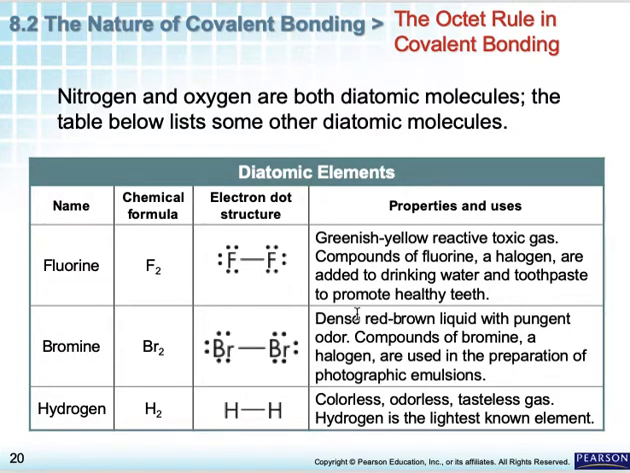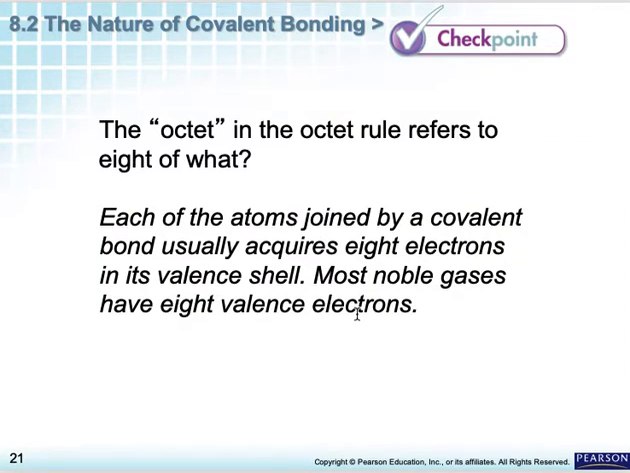So here are the 2 halogens. There are 7 diatomic elements, and you need to know all 7. They do not list chlorine here, I don't know why, or iodine and nitrogen. So the octet rule refers to 8 of what? And that would be an atom. An atom is joined by covalent bonds to acquire 8 electrons in its valence shell.